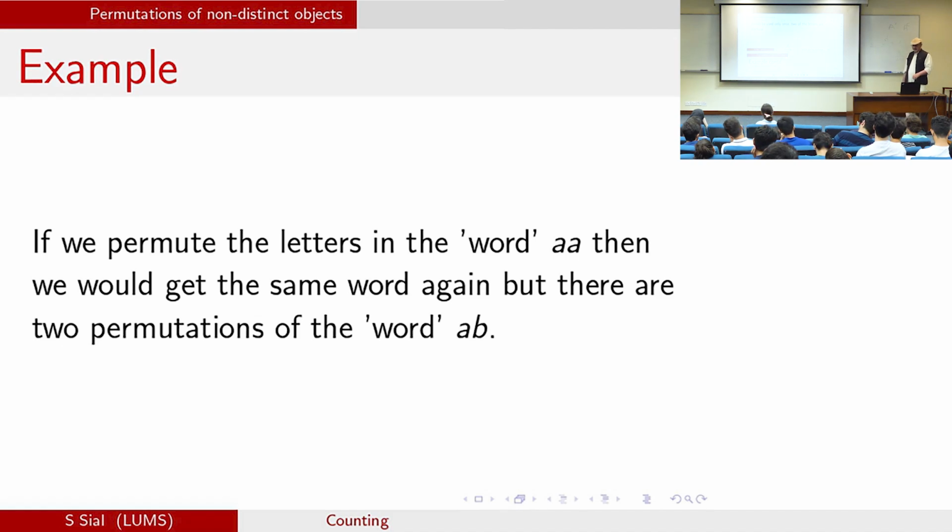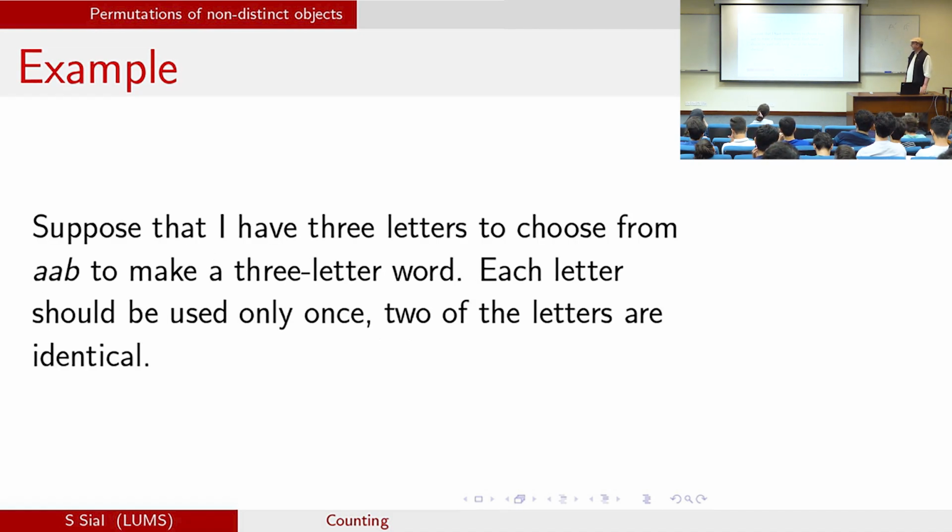Okay? So let's say I have 3 letters, AAB. And I'm going to make a 3-letter string. Each one will be used only once. Note that 2 of the letters are identical. How many ways? 3. Basically, you can choose where to put your B. And that sets where the A's are. You can put B in the beginning, the middle, or the end. So there are 3 ways.